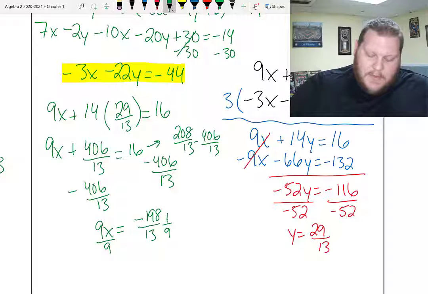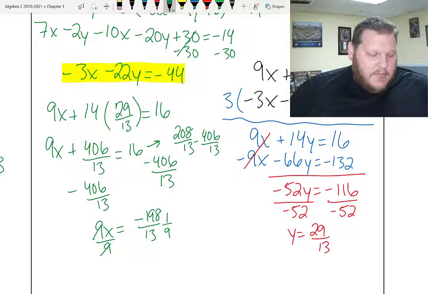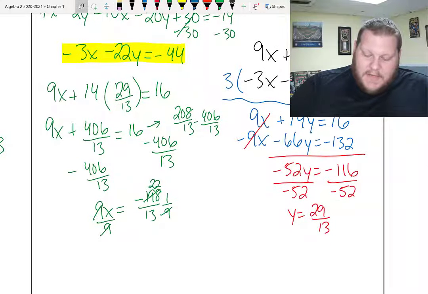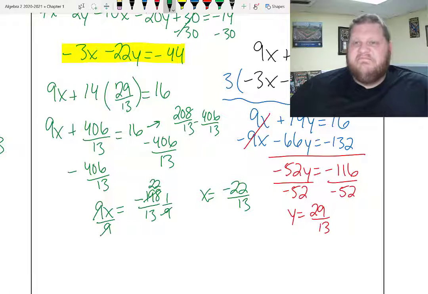which is the same thing as multiplying by 1/9, 198 divided by 9 is a negative 22. So that's kind of nice. That reduces there, so that's just 22. So my x value ends up being negative 22 over 13. Not liking this problem at all.